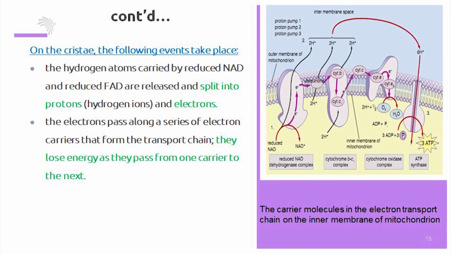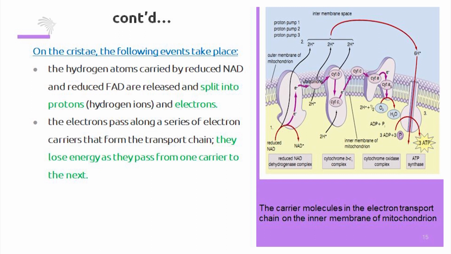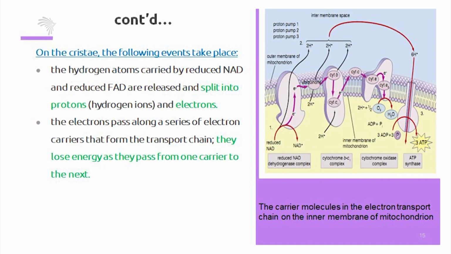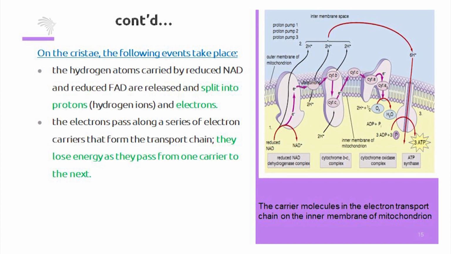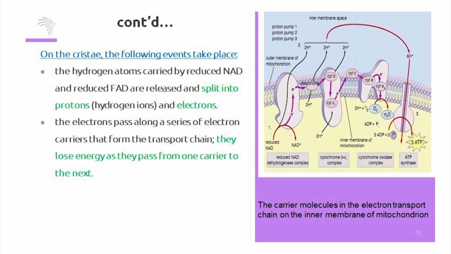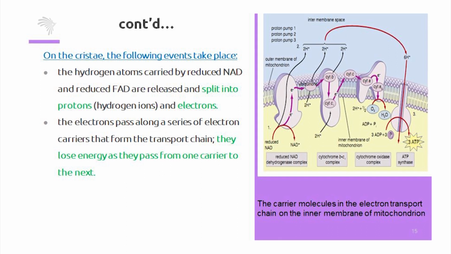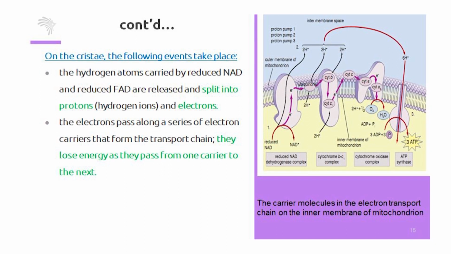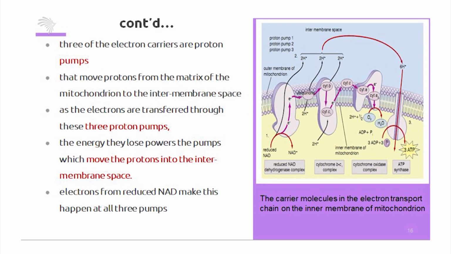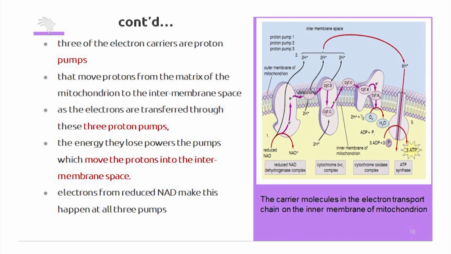The hydrogen atoms carried by the reduced NAD and reduced FAD are released and split into protons, or hydrogen ions, and electrons. The electrons pass along a series of electron carriers to form the transport chain. They lose energy as they pass from one carrier to the next. You can see these are many structures embedded in the internal membrane of the mitochondria. Three of the electron carriers are proton pumps. You can see in this slide there are 1, 2, 3 pumps at the beginning of this structure.